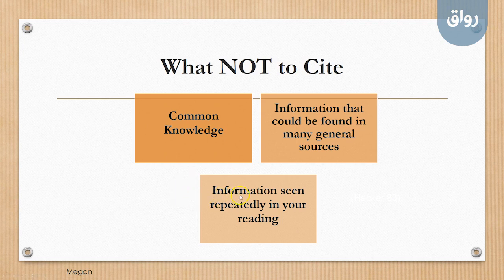Another thing you don't have to cite is the information seen repeatedly in your reading. That is to say, what's the difference between this and that? In this case, it's in your own field of specialization. Almost every basic reference you look at mentions this information. That means it's basic and you don't have to cite it and document it because it has become well known and established in your own field.